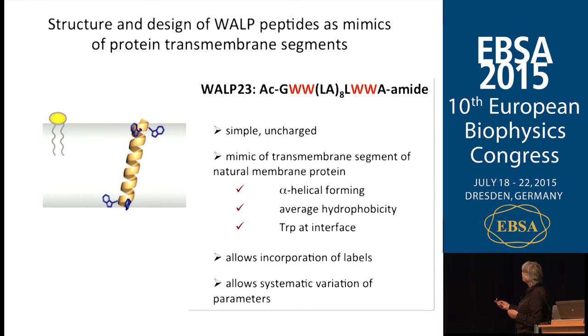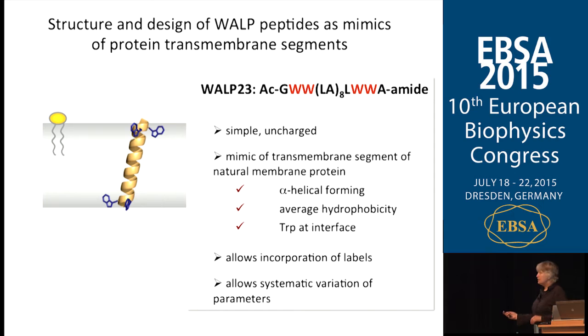So it's simple, uncharged, and it mimics a real membrane protein in the sense that it forms an alpha helix. Leucine and alanine are both amino acids with a high propensity for alpha helix. They have average hydrophobicity, and we have tryptophans at the interface. Because you synthesize these peptides, you can also incorporate all kinds of labels that you want. This allows very systematic studies, because you can vary the length, you can vary the flanking residues if you want to know why tryptophans are important. You can vary the hydrophobicity, you can vary the helicity, you can incorporate prolines, glycines, you can do whatever. But this is the one we started with.